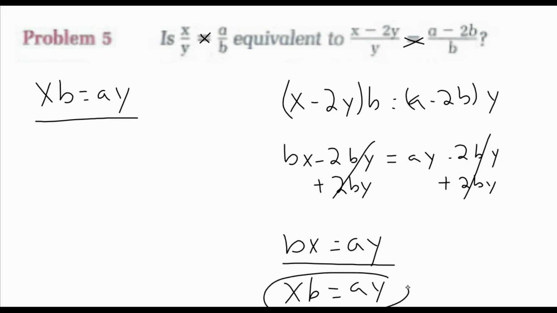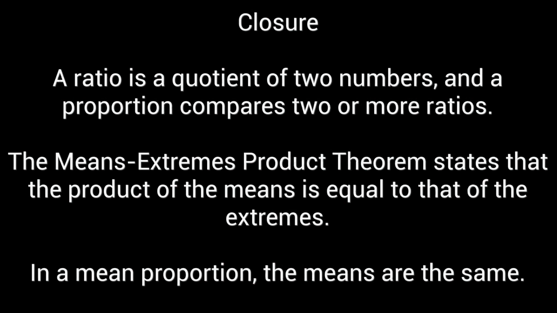So in today's lesson, we learned a ratio is a quotient of two numbers, and a proportion compares two or more ratios. The means extremes product theorem states that the product of the means is equal to that of the extremes, and in a mean proportion, the means are the same.